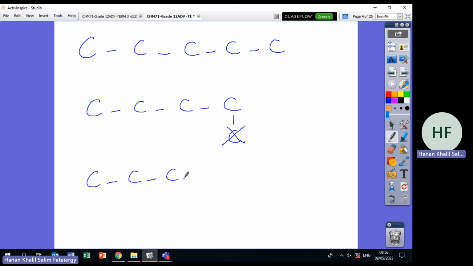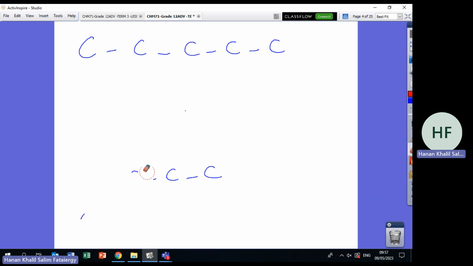If somebody says 1, 2, 3, 4, and I will put my branch here, this is also wrong. Branches should be in the middle. They cannot be at the ends, they cannot be terminal. So be careful. Now, where can I put my branch?